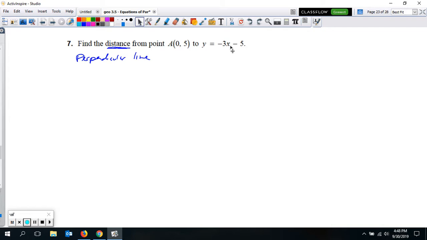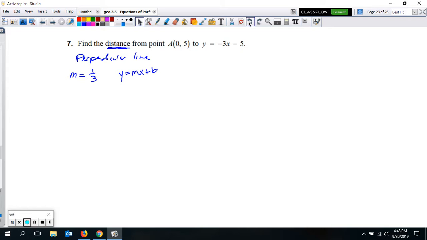We need to basically write an equation for this perpendicular line using this slope here, negative 3. We need an opposite reciprocal slope of that. So it's going to be positive, because it's negative here. And if we flip 3 upside down, we can put a 1 underneath it and flip it and make it 1/3. So positive 1/3 is the opposite reciprocal of negative 3.